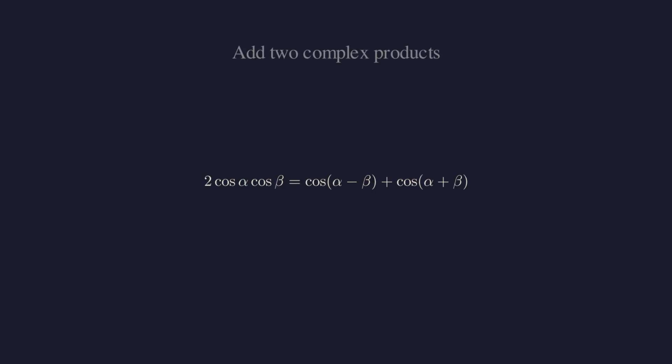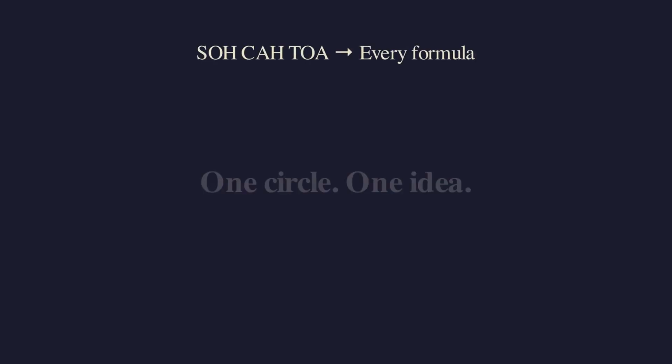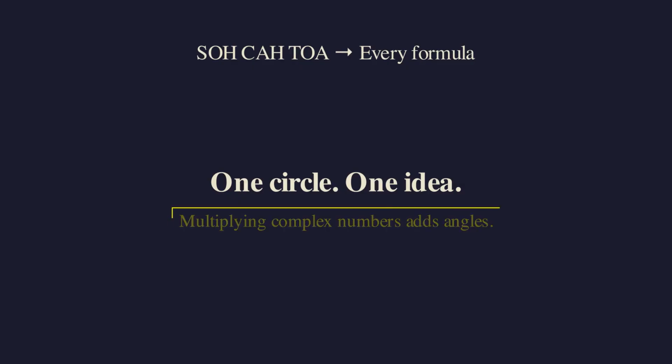Add two different complex products together. Product to sum formulas all from the same idea. SOH CAH TOA to every formula in trig. One circle, one idea, multiplying complex numbers adds angles. Everything else is a consequence.